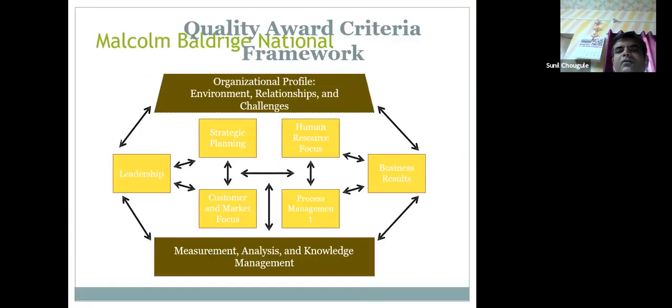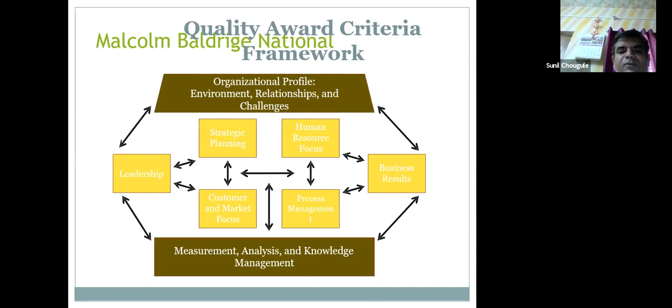Now, what is quality award criteria framework? This is given in diagrammatic and schematic presentation. What should be the organization profile? In what environment is it working? How are relationships affecting, and what are all the challenges that particular organization is facing?